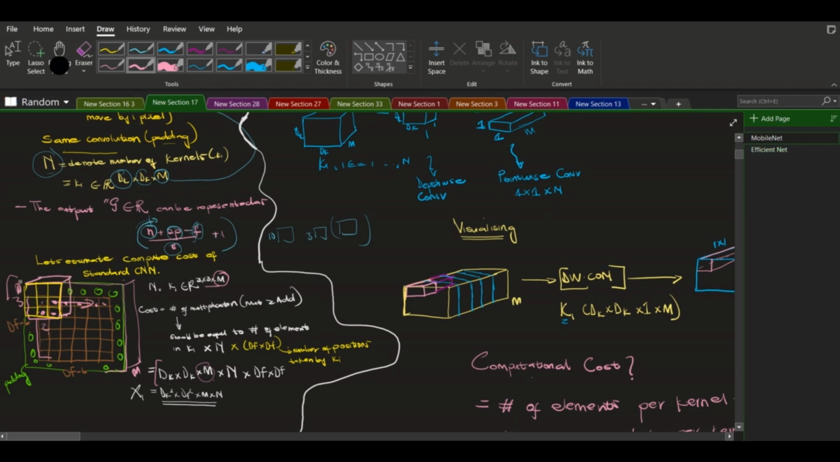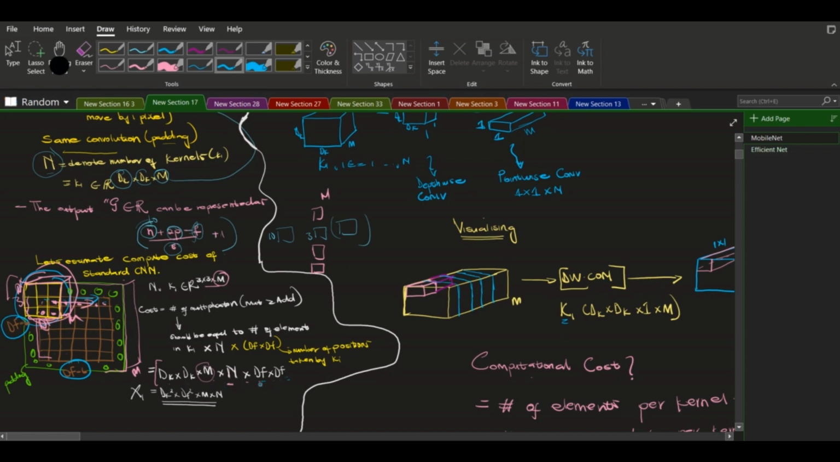So we have dk, we have m. Then we say by n, yes, the number of kernels. We can have multiple kernels, so we denote this as n. Then we say by df by df. Why? Because this kernel has to move over this image. So what is the cost? The image is df by df, meaning it has to move over each pixel, so it's going to be by df.